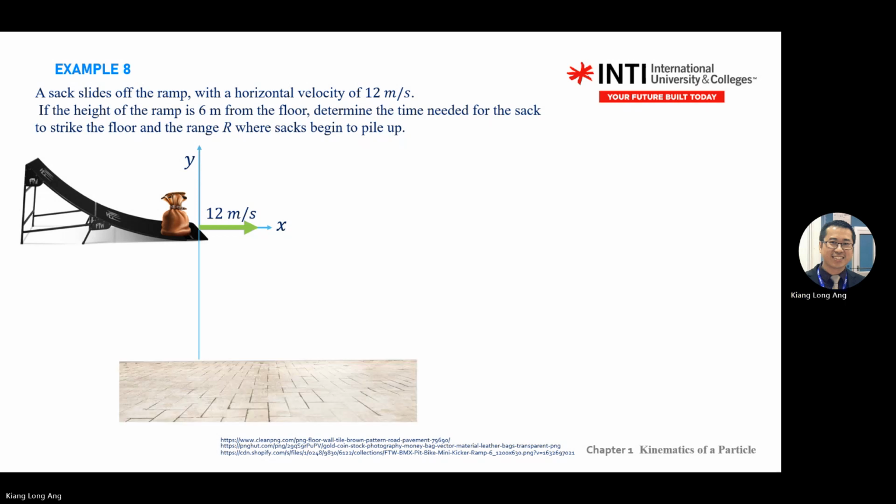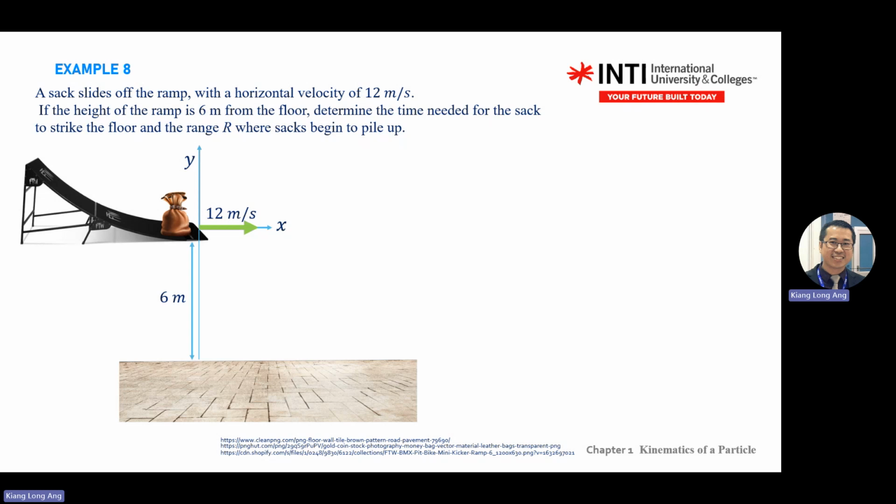If the height of the ramp is 6 meters from the ground, this sack starts to slide down. The height from here to here is 6 meters. Determine the time needed for the sack to strike the floor and the range R where the sack began to pile up. If you think logically, since you are taking a degree level course, you should be able to predict something based on the equations.